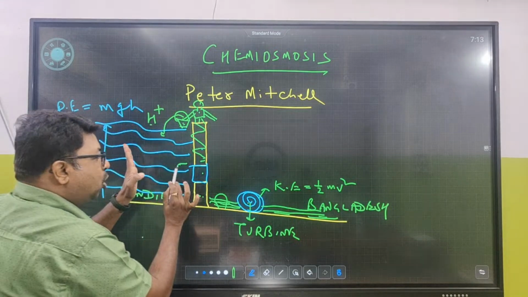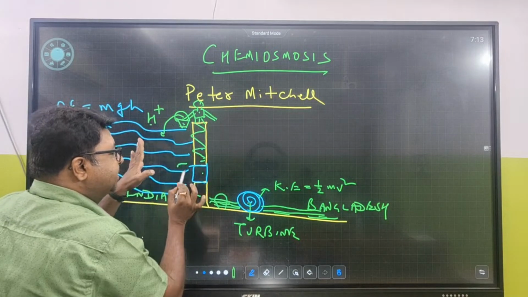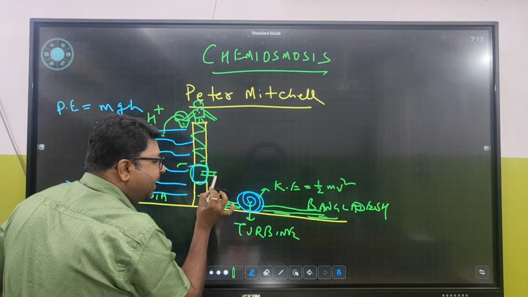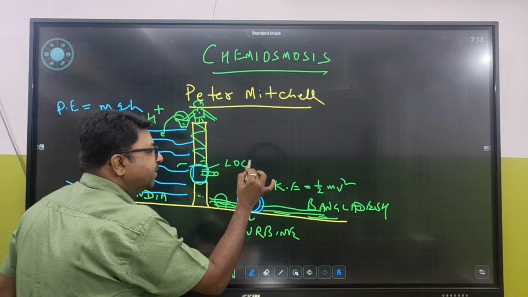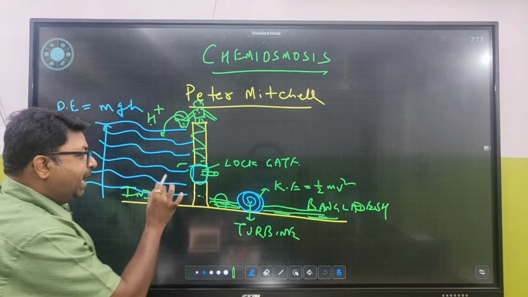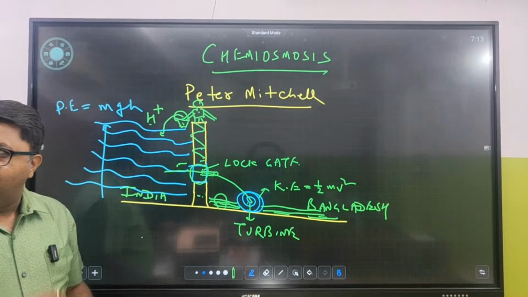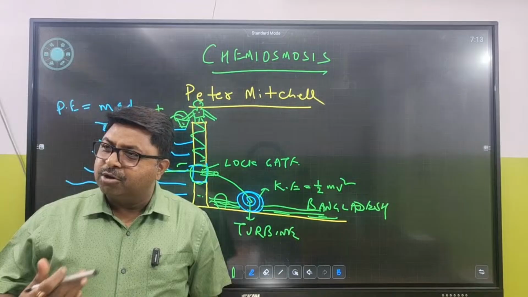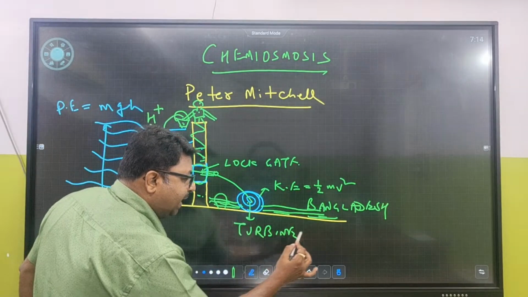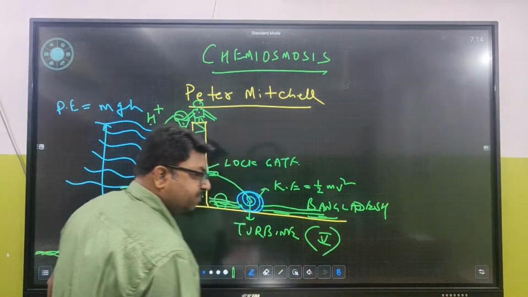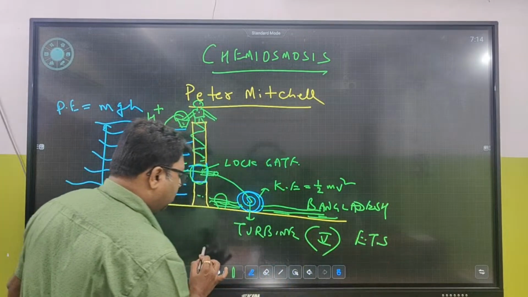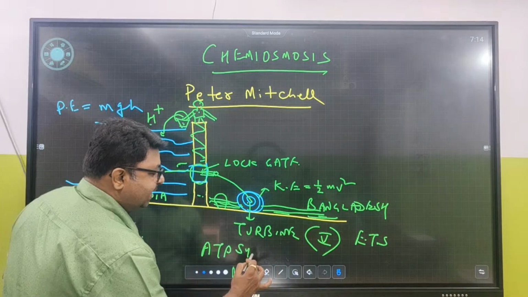And this H plus ion is only allowed to pass through the F0, F1 particle. What is that called? Lock gate. The moment you open up the lock gate, where will the H plus ion fall? On the turbine. And the turbine will start rotating. It's going to make what? Kinetic energy. And that's what is required. This turbine is complex 5 of the electron transport system, which we call ATP synthase.